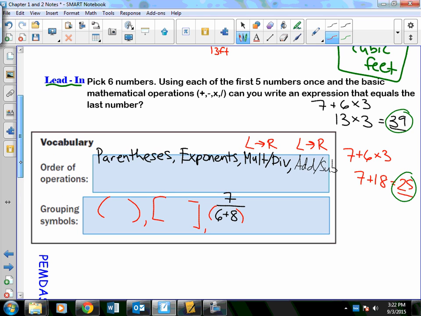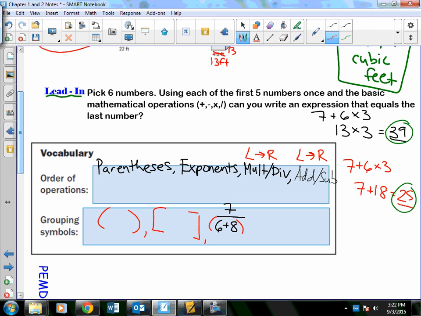The challenge, now that we know the order of operations, is this, and it's actually the lead-in. If I were here, I would ask for some volunteers to pick some numbers. The goal is I want to pick 5 numbers, or pick 6 numbers really, and we want to use the first 5 once and only once, and the operations of mathematics to get the 6th number. And I'm going to pick numbers between 1 and 20. So here I go. This is completely random.